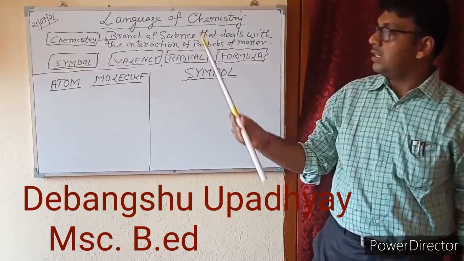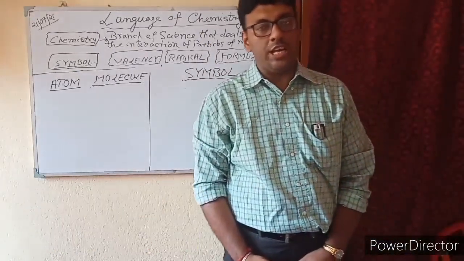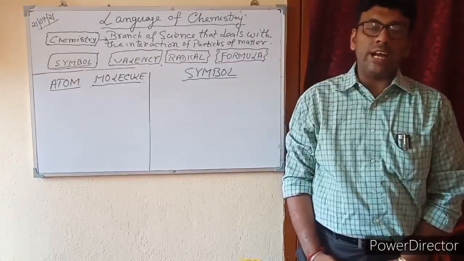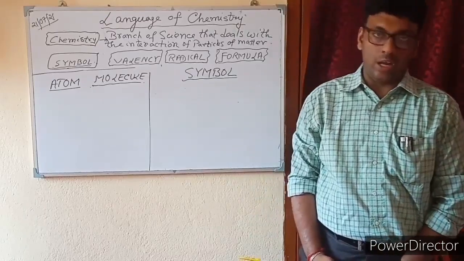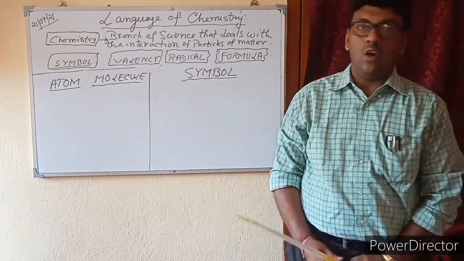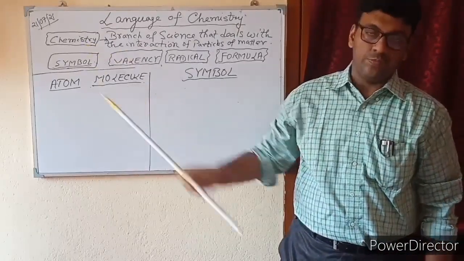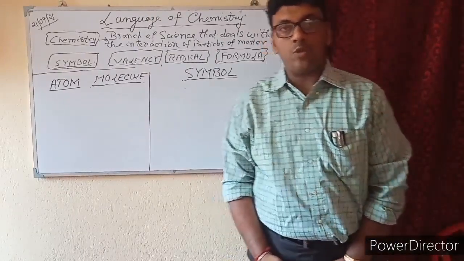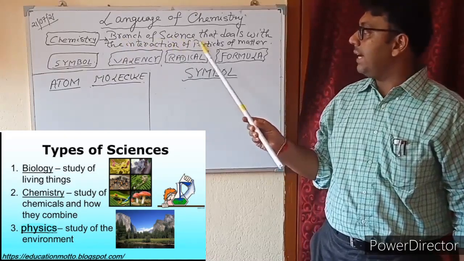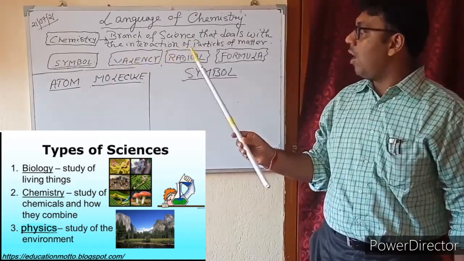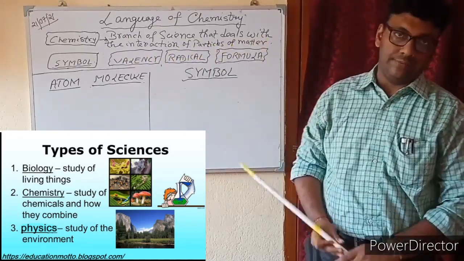Before I start the topic, I just want to tell you that science is basically divided into three branches: physics, chemistry and biology. Today I will discuss the branch chemistry. So what is chemistry? First, the definition of chemistry: it is the branch of science that deals with the interaction of particles of matter.